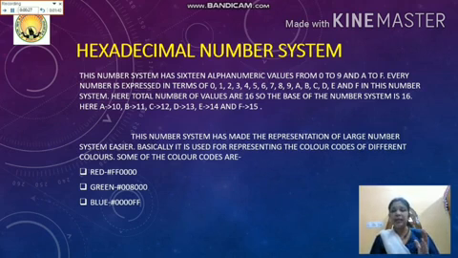We convert 10 to A, meaning A is represented by 10, B is 11, C is equivalent to 12, D is equivalent to 13, E is equivalent to 14, and F is equivalent to 15. So this way we have a combination of digits from 0 to 9 and characters from A to F. Altogether it becomes 0 to 15. So the total number of values here is 16, and the base of this number system is 16.